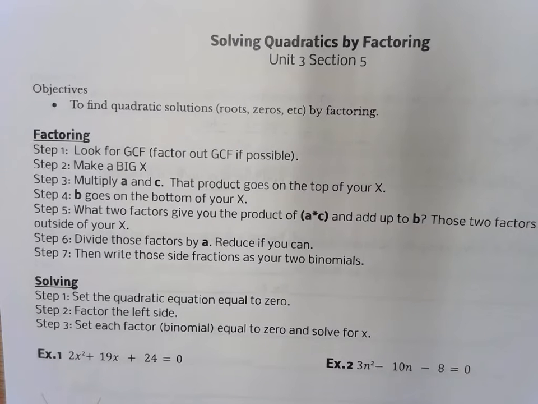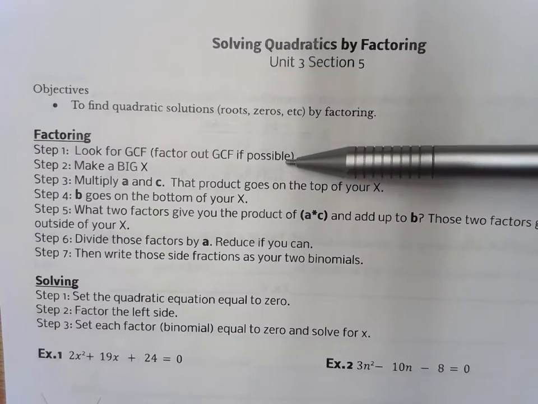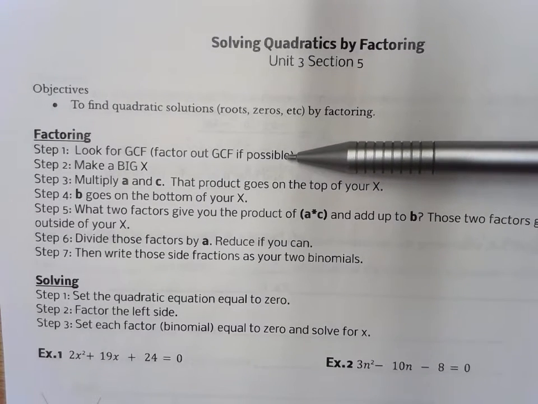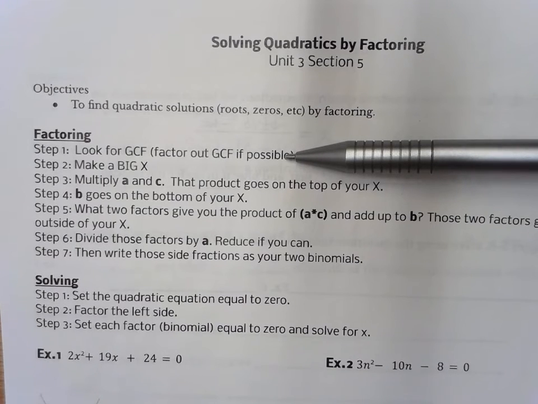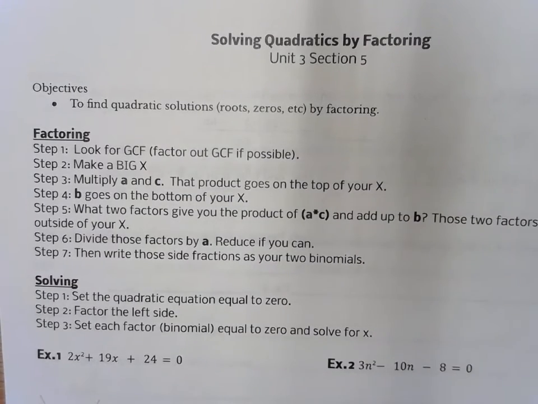So when you're given a quadratic and asked to solve it by factoring, the first thing we want to do is look for the GCF. Remember that the GCF is the greatest common factor, and actually if I'm looking down, example 1 will have a GCF, so we'll look at that. Then we're going to use, it says make a big X in the notes. I call these diamond problems. I don't care if you call them X problems, diamond problems, doesn't matter.